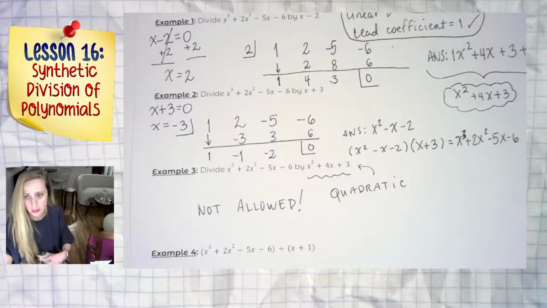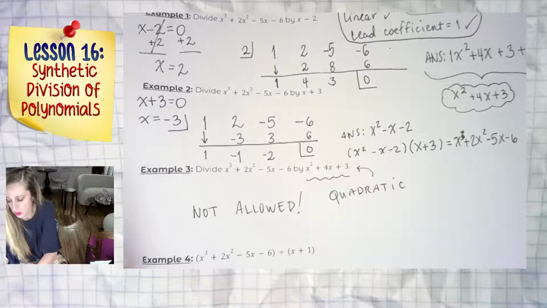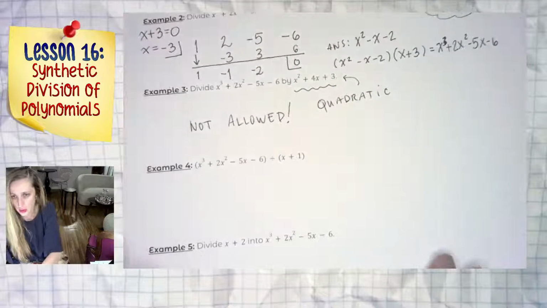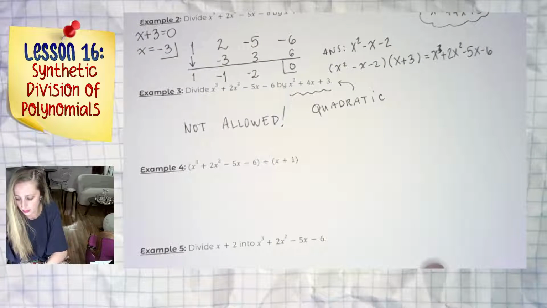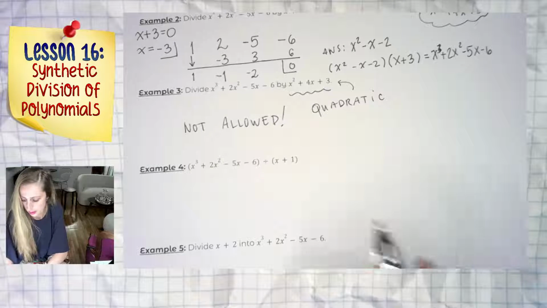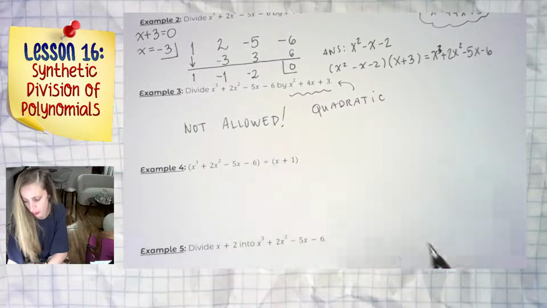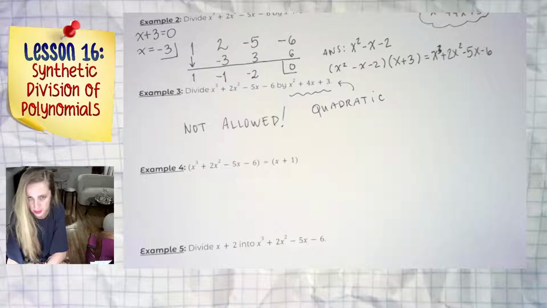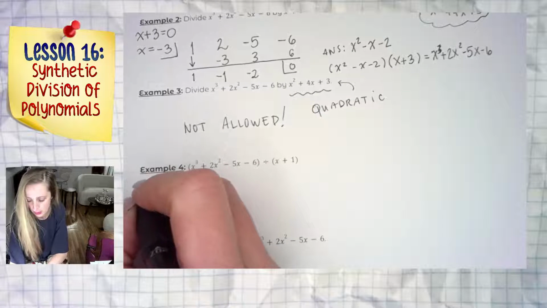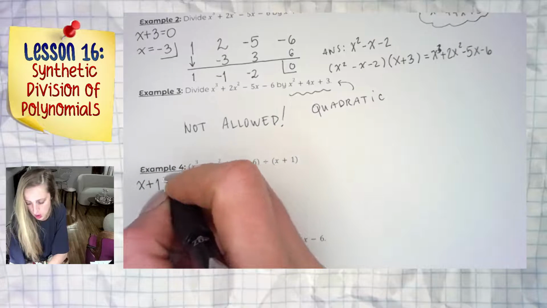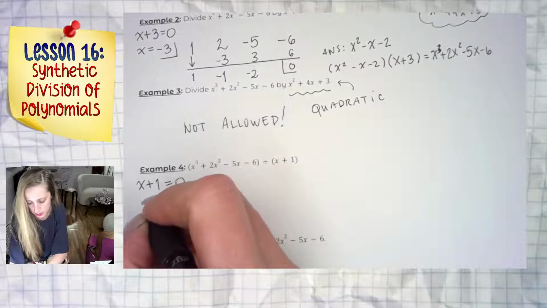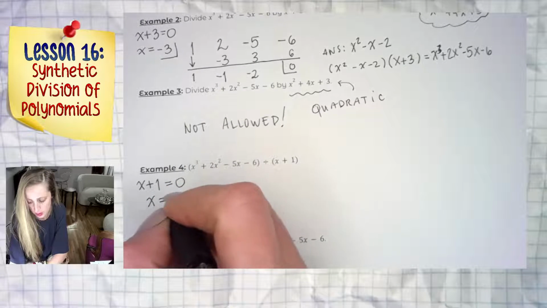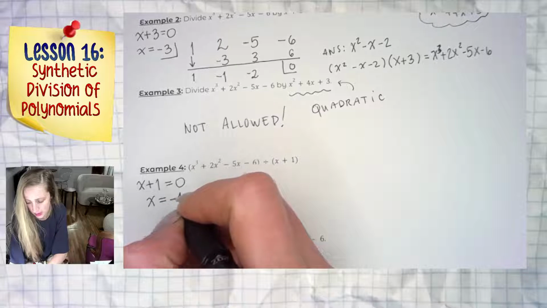This next one looks pretty good to me. We can use synthetic here. So if you wanted to try this one on your own, go ahead and do that. And then unpause when you're ready to do it with me. No tricks this time. If you're ready, we take the x plus 1, set that equal to 0, like zero product property, and we get 0. We subtract 1, we get x equals negative 1.